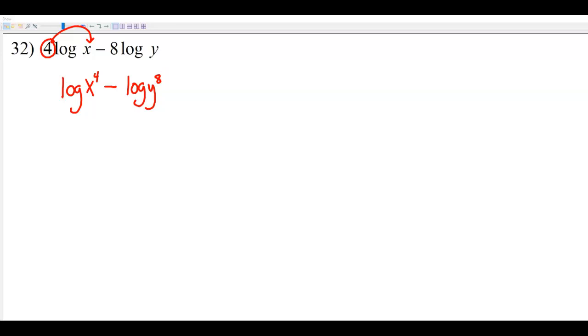Second of all, when you have two logs that are being subtracted, you could rewrite them as one logarithm where the arguments are being divided. Whichever one comes first goes on the top, and whichever one comes second goes on the bottom. And that will be our final answer there.